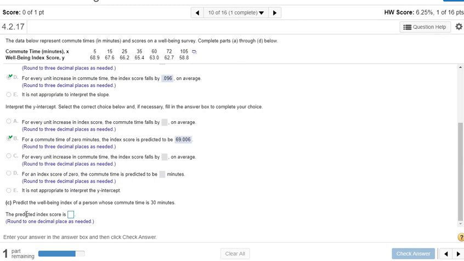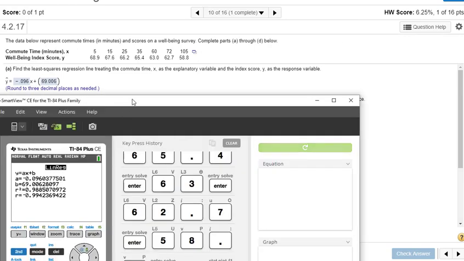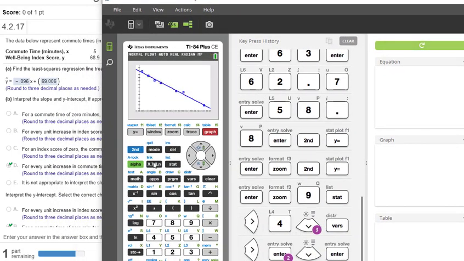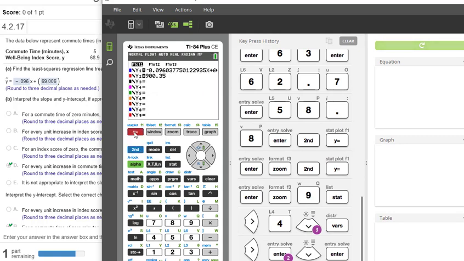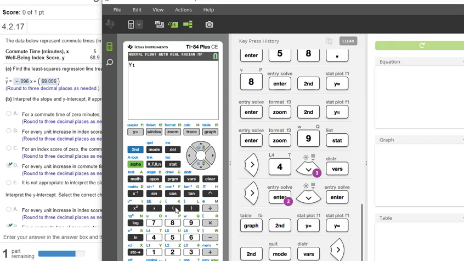So now predict the well-being index of a person whose commute time is 30 minutes. So here's our equation here, and we want to predict at 30 minutes, what will we expect their well-being score to be? So we're just going to put a 30 in for X. Notice if you're using the calculator, when I graph this, there's my equation there. If I look into my y equals, there's the equation. So I could just plug that in, right? So I can go to vars, y vars, function, and then I can put my 30 in there, and that'll work. A little trick on the calculator.